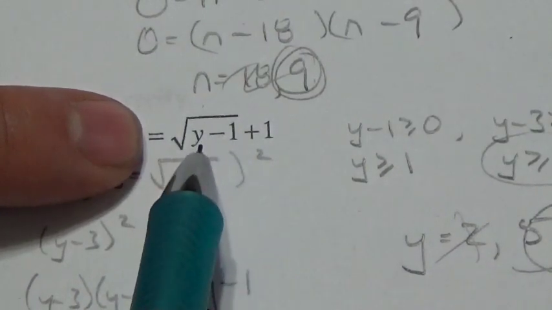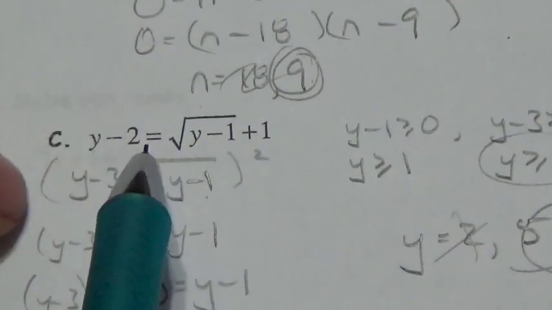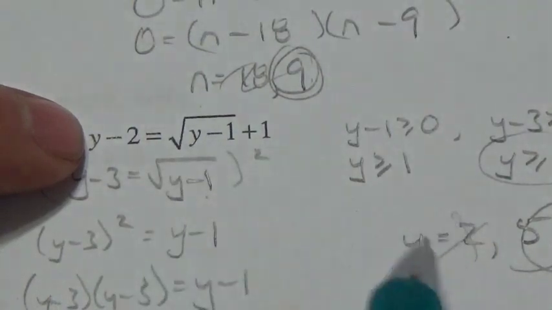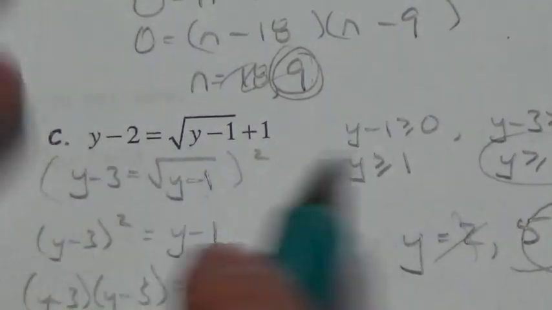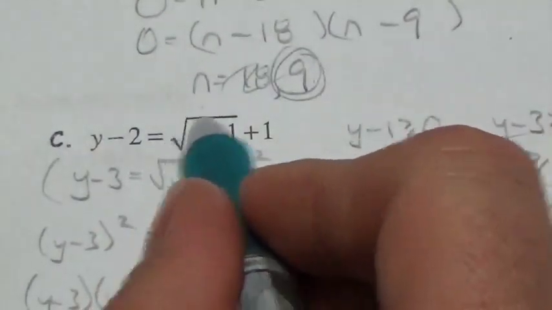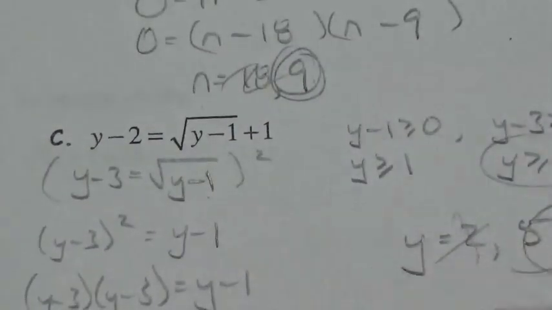What's the square root of 1? 1. Plus 1 is 2. So this is telling me that 0 is equal to 2. If you plug 2 in for an answer, it doesn't work. And again, that's because the square root can only produce the positive value, not the negative.